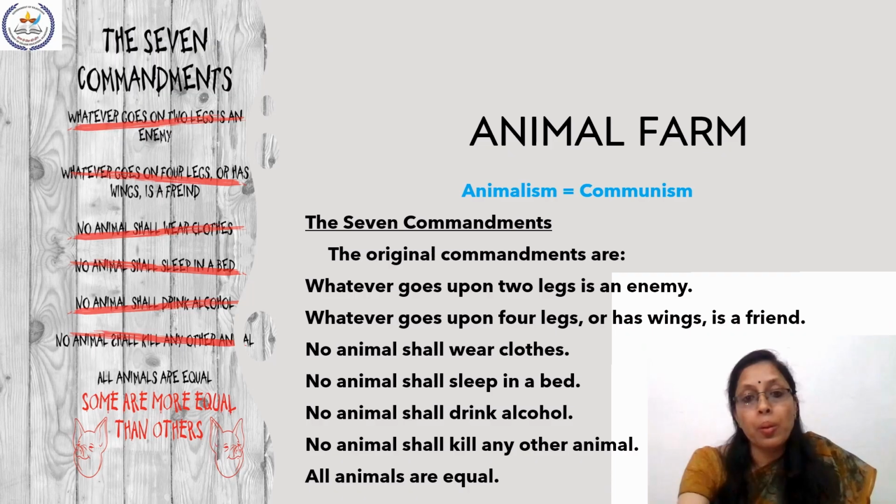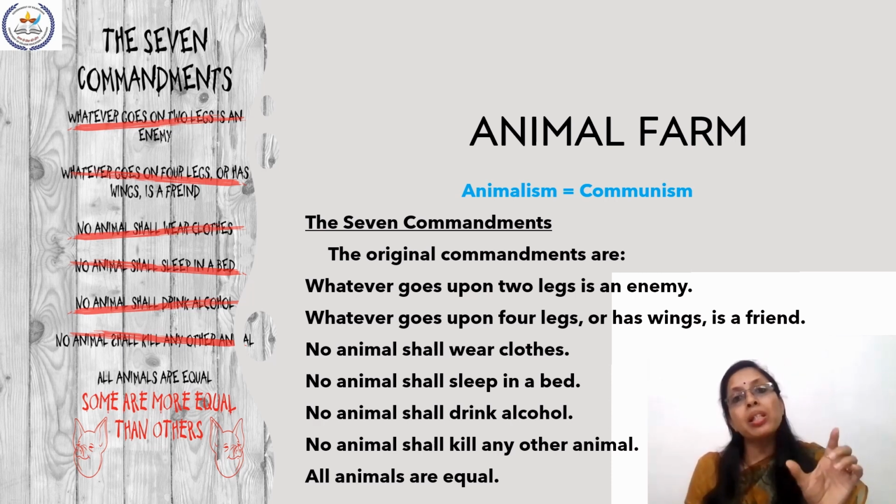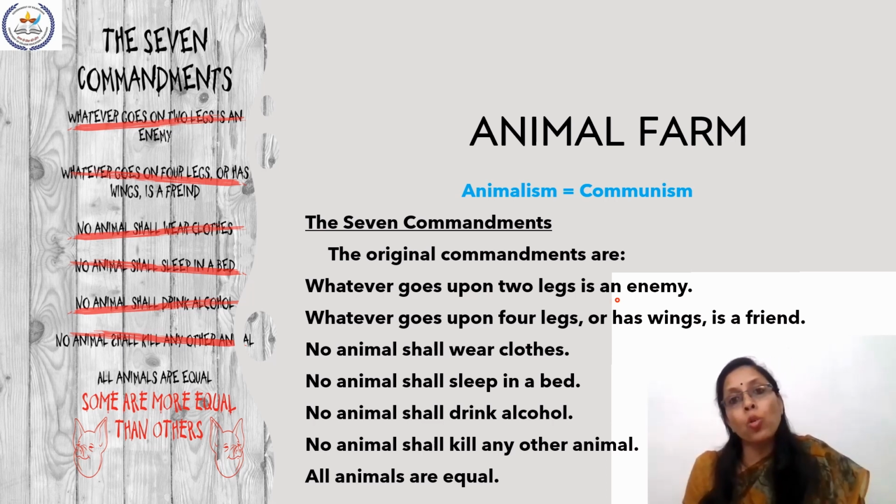Now, talking about the 7 commandments, I have been talking about the 7 commandments. So animalism is equal to communism in this novella. And the original commandments are that whatever goes upon 2 legs is an enemy. As I told you, they have shortened this maxim to 4 legs good, 2 legs bad. Whatever goes upon 4 legs or has wings is a friend. No animal shall wear clothes, no animal shall sleep in a bed, no animal shall drink alcohol, no animal shall kill any other animal, and all animals are equal.